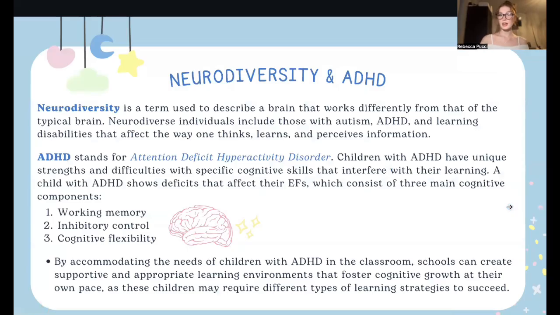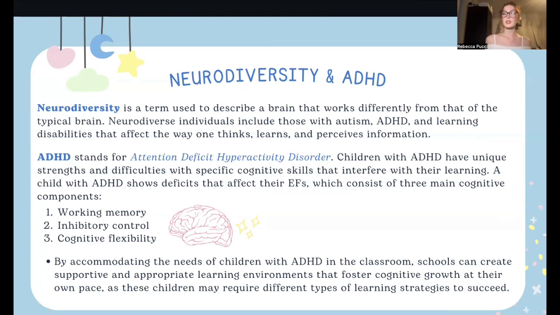So the first thing we're going to be talking about is neurodiversity and ADHD. Neurodiversity is a term used to describe a brain that works differently from that of a typical brain. Neurodiverse individuals include those with autism, ADHD, and learning disabilities that affect the way that one thinks, learns, and perceives information. ADHD stands for Attention Deficit Hyperactivity Disorder, and children with ADHD have unique strengths and difficulties with specific cognitive skills that interfere with their learning.